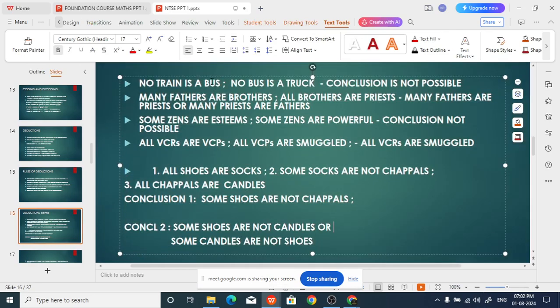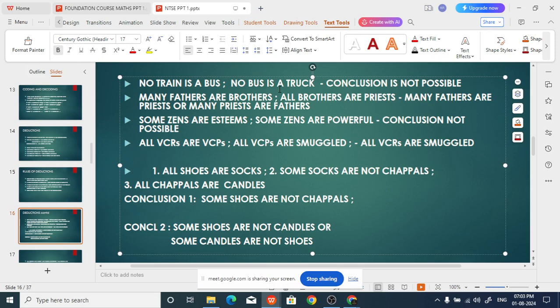First question. Statement 1: No train is a bus. Statement 2: No bus is a truck. What is the conclusion they are asking? No train is a bus. No bus is a truck. Is a conclusion possible? One by one.